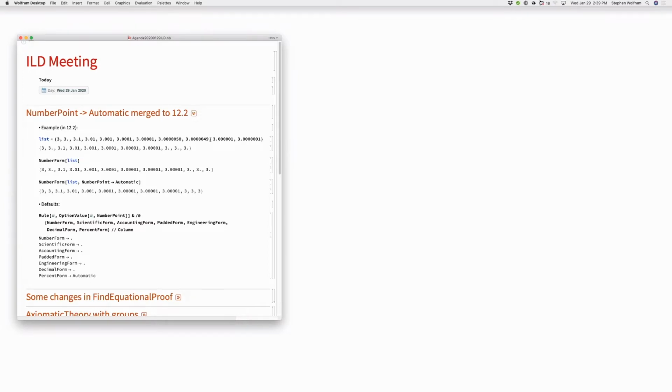Wait a minute, what do you mean it was already doing it? It was doing it in a hacky way, by explicitly setting the NumberPoint to a null string or something in PercentForm. Well, you requested it, so it was doing this always. It was not possible to undo it. I see. Is that correct, Danny?